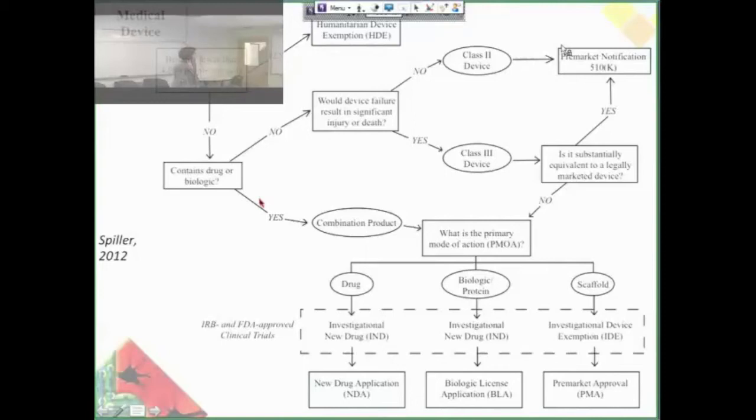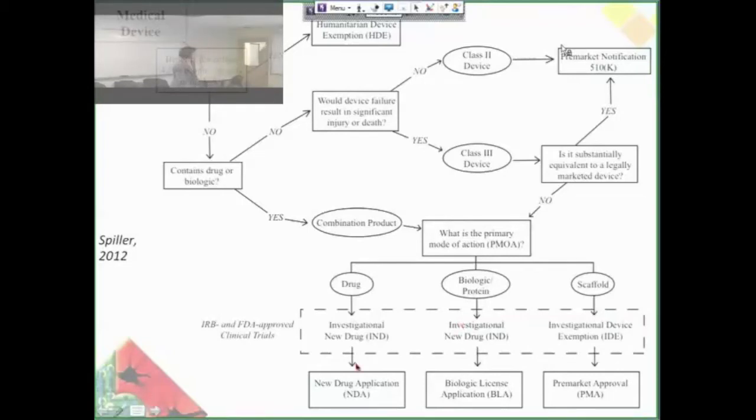Okay, if it contains a drug or a biologic, then it's a combination product. What's the primary mode of action? If it's a drug, you will have to submit an investigational new drug form, do clinical trials, and then a new drug application. If it's a biologic or a protein, like an antibody, you'll also submit an investigational new drug application, but then it's called a biologic license application. And that's really similar to a drug application, but it's got a different name, and it's through a different center.